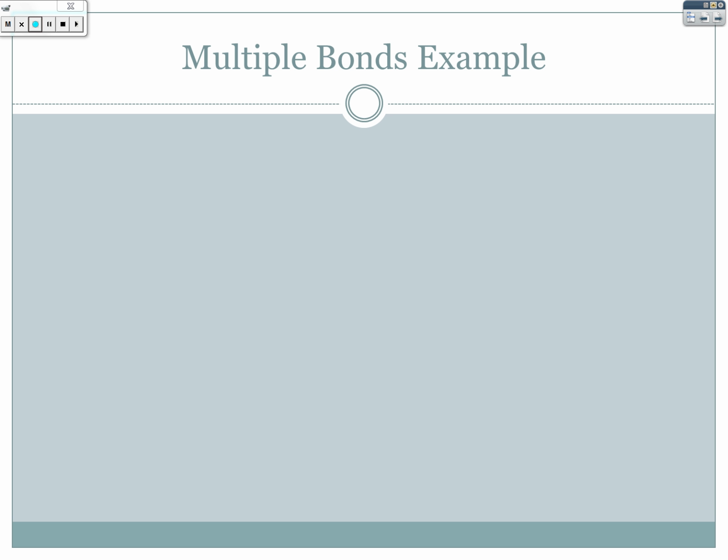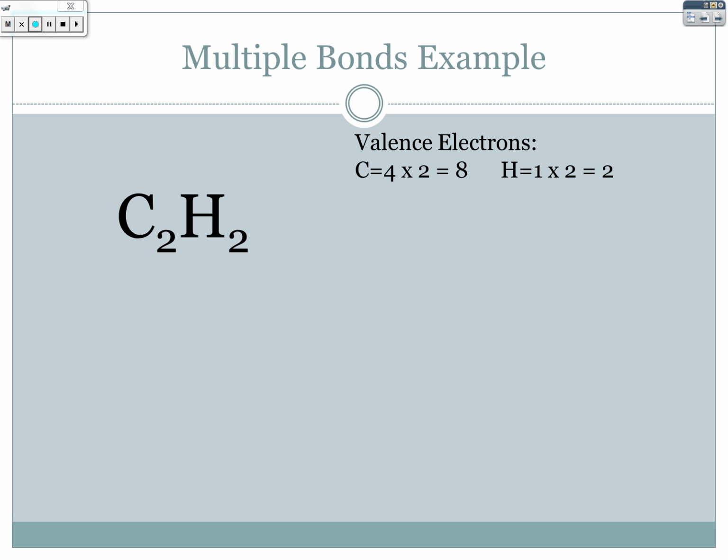Okay? Let's talk about a multiple bond example. So let's look at dicarbon dihydride. So we've got 2 carbons and 2 hydrogens. So let's count up our valence electrons. Carbon has 4, but there are 2 of them, so there's 8 electrons there, and hydrogen has 1, there are 2 of them, so there's 2 there. For the total valence electrons, then you have 8 plus 2, which is 10 valence electrons we need to take into account.